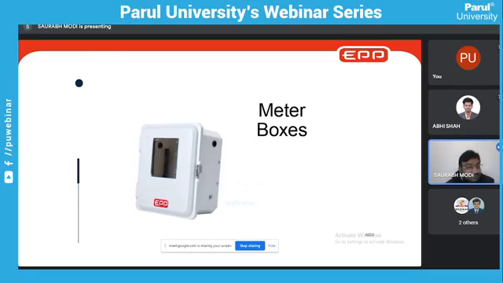This is a very similar component, so we are manufacturing it. Go to your home and check whether you have our boxes installed. In my home we have an EPP box installed. Okay, so this is the simplest meter box which we use.